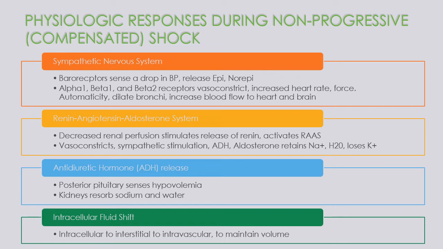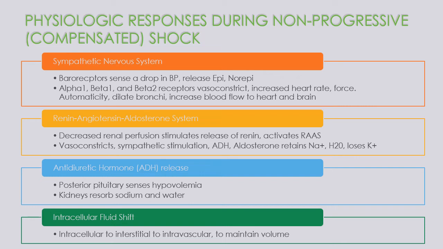And then we have with our epi and norepi both alpha and beta stimulation. So I've got alpha 1, which vasoconstricts, and then beta 1, which works on heart rate, force, and automaticity, and beta 2, which is a bronchodilator as well as a pulmonary blood vessel dilator. So basically, my sympathetic nervous system is increasing my cardiac output and my oxygenation and my ability to get rid of CO2.